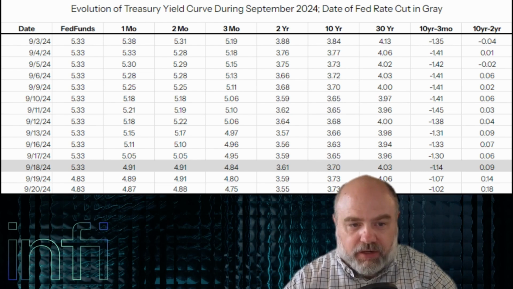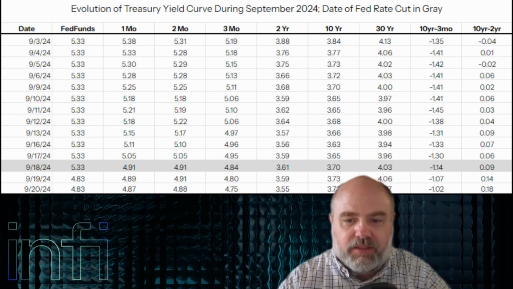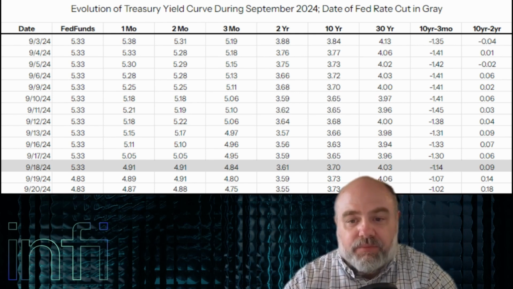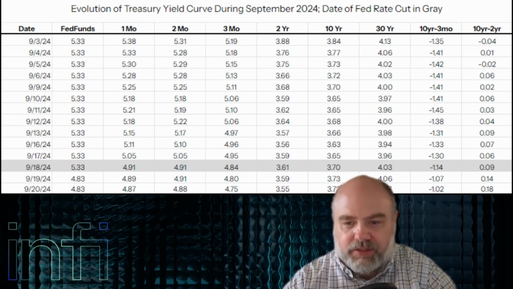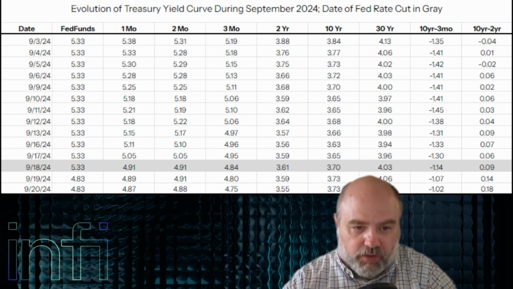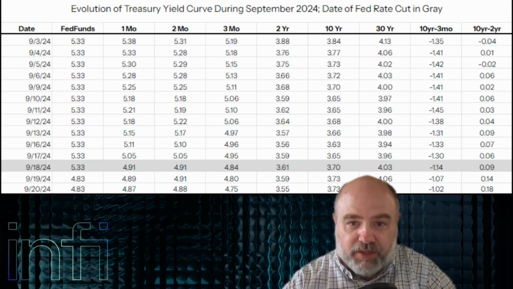Okay, so you can just see here, the different columns are showing the different maturities, and the last two columns are showing the spread. So the second from the right column is the 10-year minus the 3-month, and the rightmost column is the 10-year minus the 2-year. So for one thing, look at the federal funds, the first column there. You can see it was stuck at 5.33.